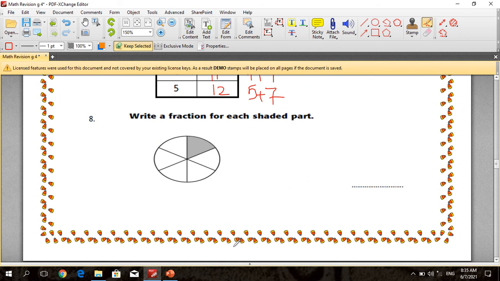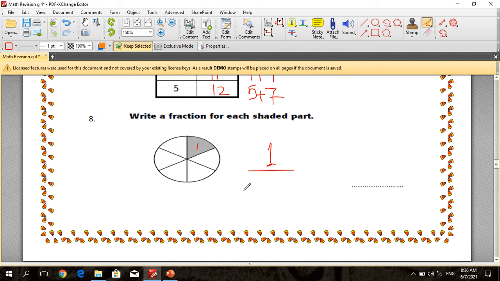Okay, in this question, we will talk now about fractions. Here, he wants you to write a fraction for each shaded part. So he gave you a circle or whatever picture, and he wants you to represent this shaded part as a fraction. So first of all, we will make a fraction. In the numerator, up, we will write the number of the shaded parts, and in the denominator, down, we will write the total number. So how many shaded parts do we have here? We have only 1. So let's write 1 up.